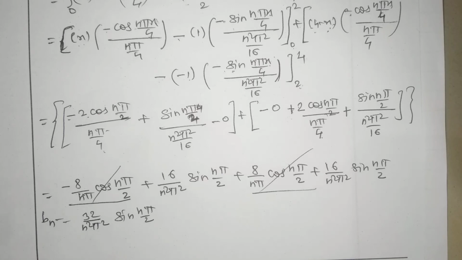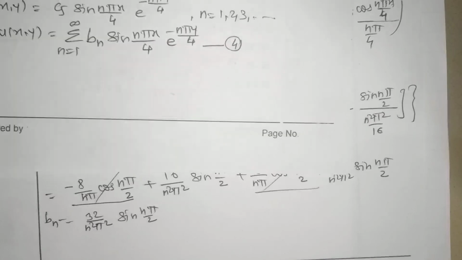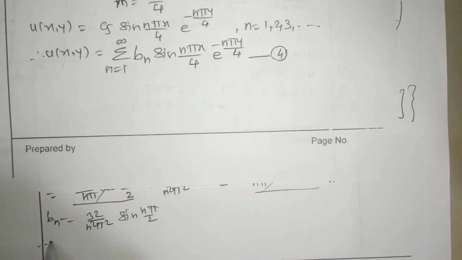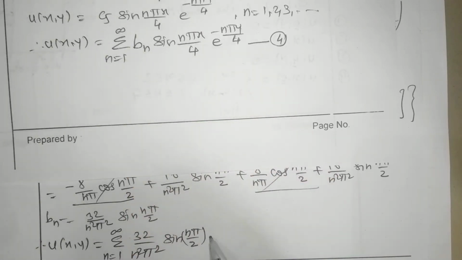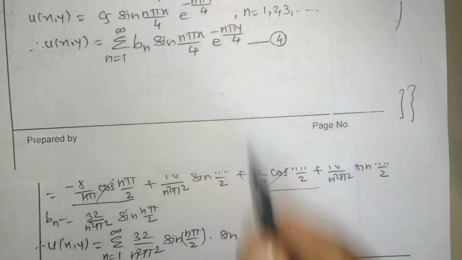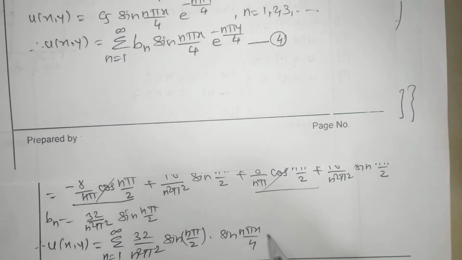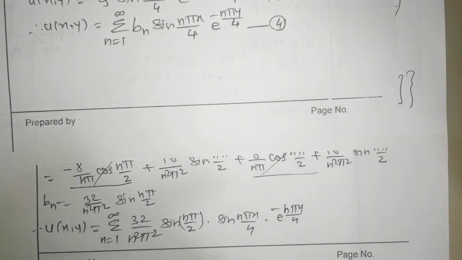So put this value of Bn in the last updated equation, that means equation number 4. So in this equation you will get, therefore, u of x comma y is equal to summation n varies from 1 to infinity. The value of Bn is 32 upon n square pi square sin n pi by 2 into these two functions, sin n pi x by 4 into e raised to minus n pi y by 4. This is our final answer of this example.